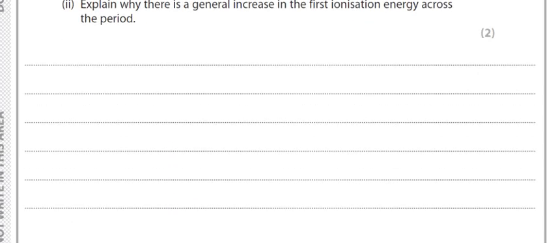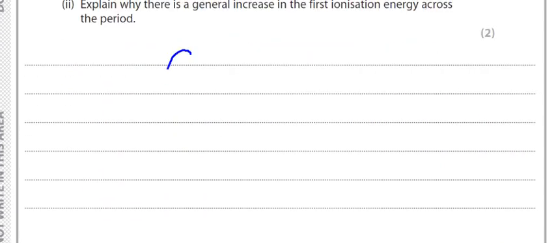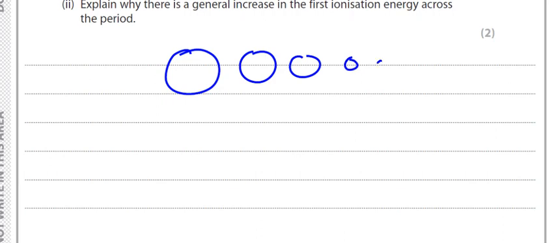Explain why there's a general increase in the first ionization energy across the period. That is because across the period the size decreases. Why does size decrease? Constant shielding effect. The number of shells is equal. The number of shells determines the shielding effect. With constant shielding effect, the electrons are drawn more and more closer towards the nucleus. So as a result, more energy should be supplied to remove the electrons. Right? That's the reason why the energy of ionization increases across the period. So you can say across the period from left to right. It's very important to mention left to right.